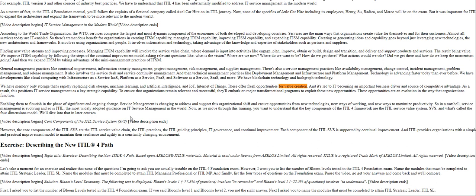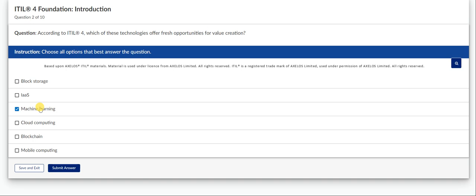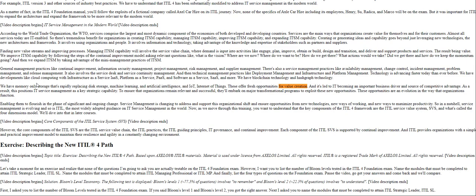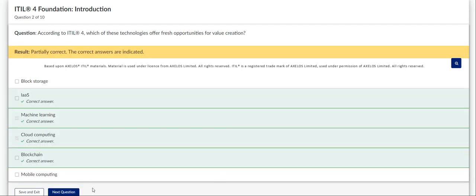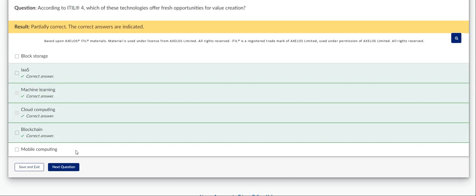Okay, I'm not sure what to answer here, but I know it's going to be Internet of Things, artificial intelligence, machine learning, and artificial intelligence, Internet of Things, cloud computing. Let's see. Partially correct. There were actually four answers: IaaS, machine learning, cloud computing, and blockchain.